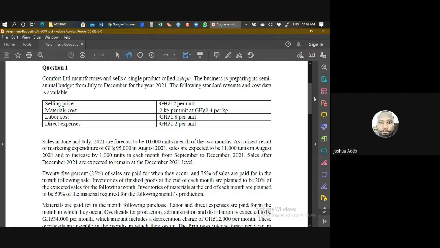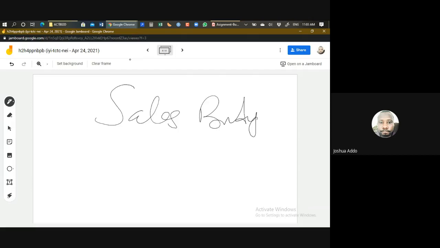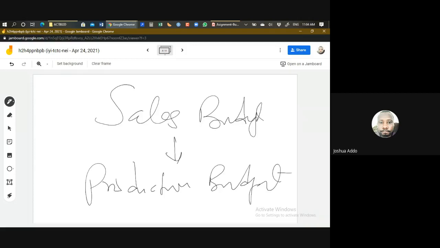When you get your sales budget prepared in that way, now you need to prepare yourself to produce that much that you have determined that people will buy. And that brings you to your production budget. So you can see that from the sales budget, you move straight to production. The production budget will pick input from the sales budget, which is about the units that you think people will buy of your products. Then we send the data to the production department. That's the unit that they should produce, right?